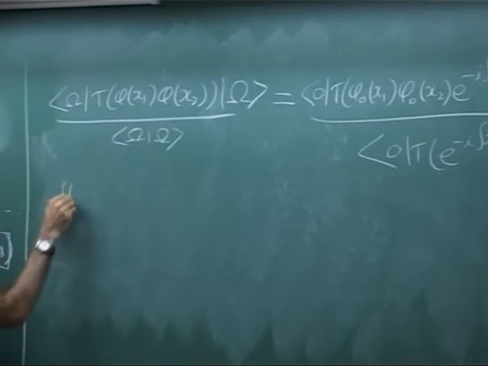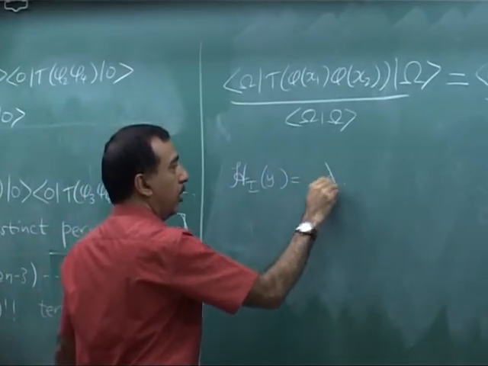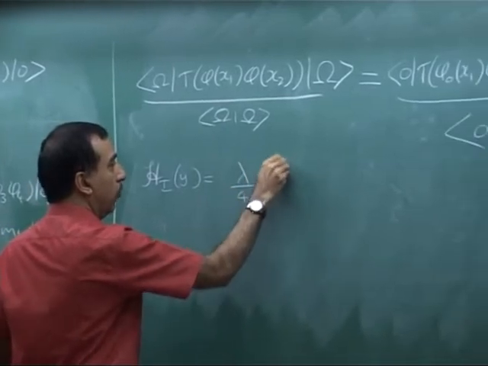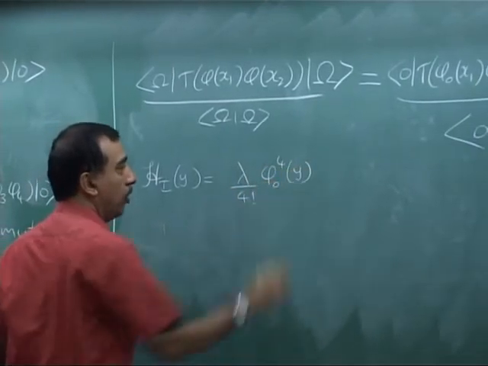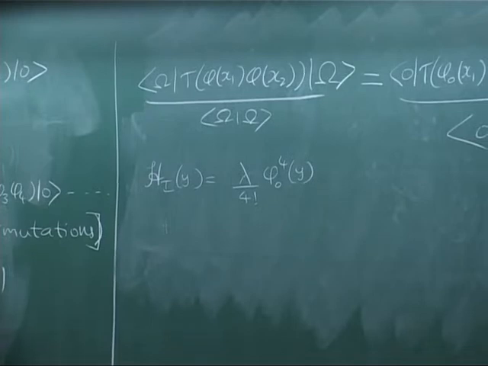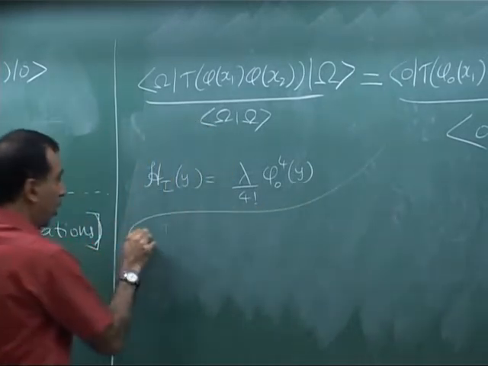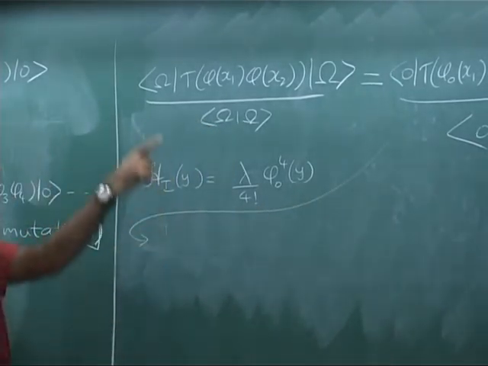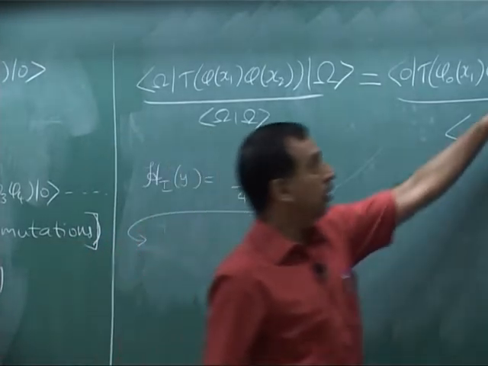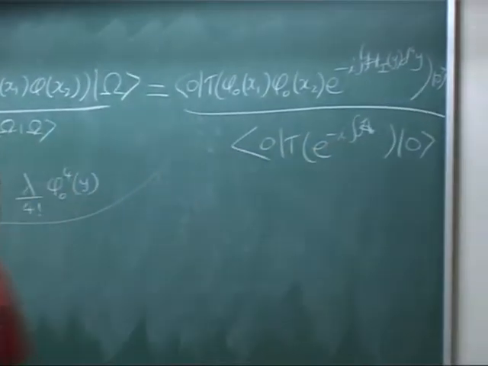Now H_I of y is nothing but lambda by 4 factorial, phi naught, the free field, to the fourth of y. So now let's do this order by order. So this whole thing is equal to, what's the lowest order? This is of order lambda, this is of order lambda. So the lowest order is I drop both of them.